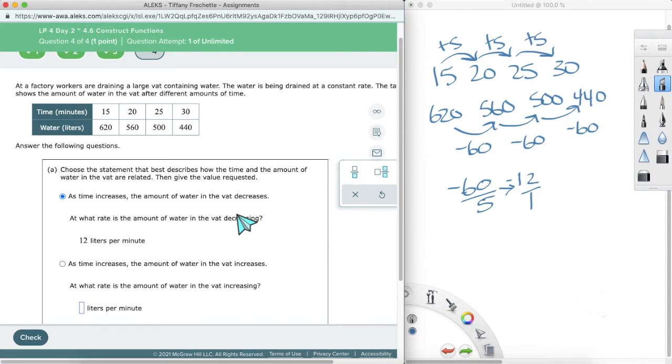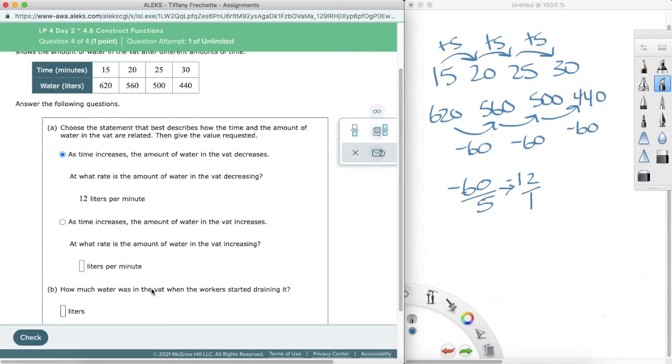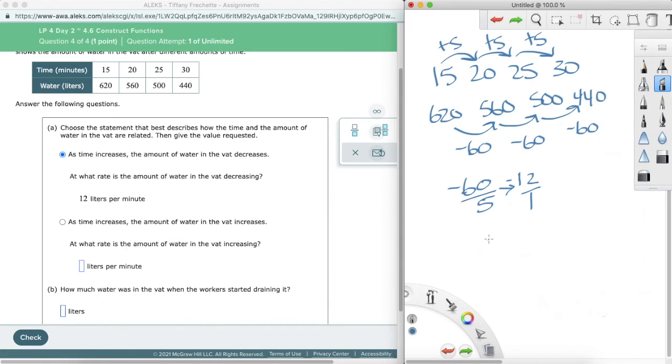All right, now how much water was in the vat when the worker started? So again, you can do that same idea and you'd go back. With this one, I'd have to go back 3. So I'd have to subtract or add 60 back to it 3 times. But you can also use y equals mx plus b. So we've practiced this quite a bit in class. Our slope is negative 12. We just found that out. I don't have to put the over 1 there because it really just means negative 12 here. Anything divided by itself or anything divided by 1 is itself.